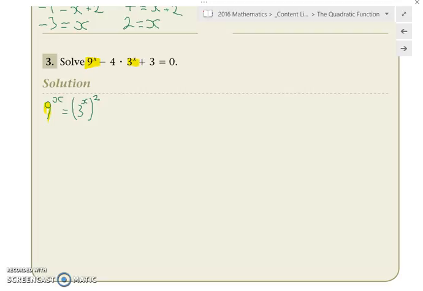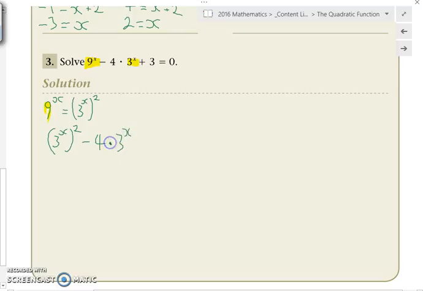Well, what we can do now is rewrite this, and it's going to start to look a bit more like a quadratic. So let's go 3 to the power of x squared minus 4 times, and I'll use their notation, 3 to the power of x plus 3 equals 0. Now that's actually starting to look a lot more like a quadratic. It doesn't look exactly like a quadratic at the moment.